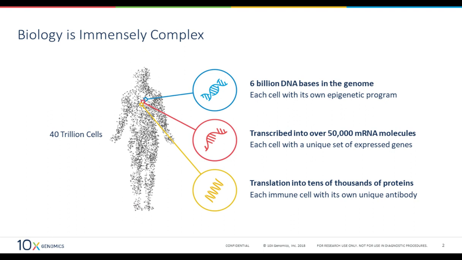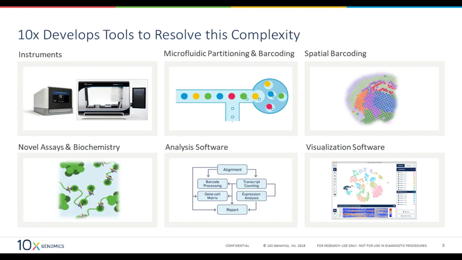We obviously know that we have approximately 40 trillion cells in an individual. We have approximately 6 billion DNA bases in a diploid genome, and 50,000 mRNA molecules that can be transcribed. So it's a really complicated system, and the mission statement of 10x Genomics is to make tools that enable researchers to delve down into that with great resolution and really understand what's going on at the single cell level.